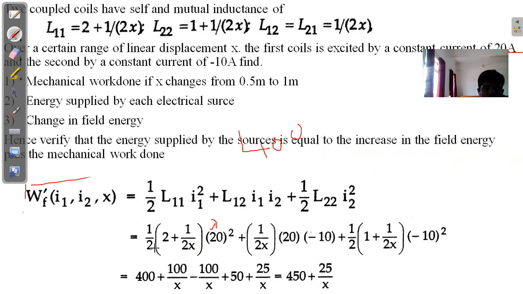Multiplying, 2 by 2 equals 1, and also plus 1 divided by 2x into 400. Here 1 by 2x into 20 into minus 10 equals minus 200, and minus 10 square equals plus 100. So solving this, we get 400 plus 100 by x, minus 100 by x, plus 50 plus 20 divided by x. These two terms will be cancelled. So we get the answer equal to 450 plus 20 divided by x.